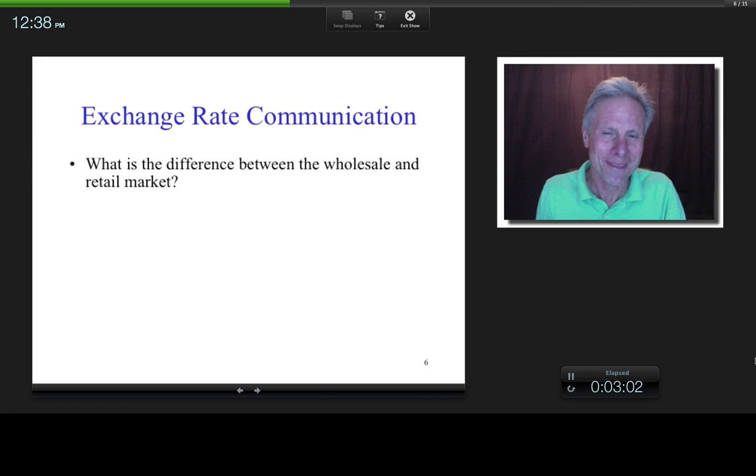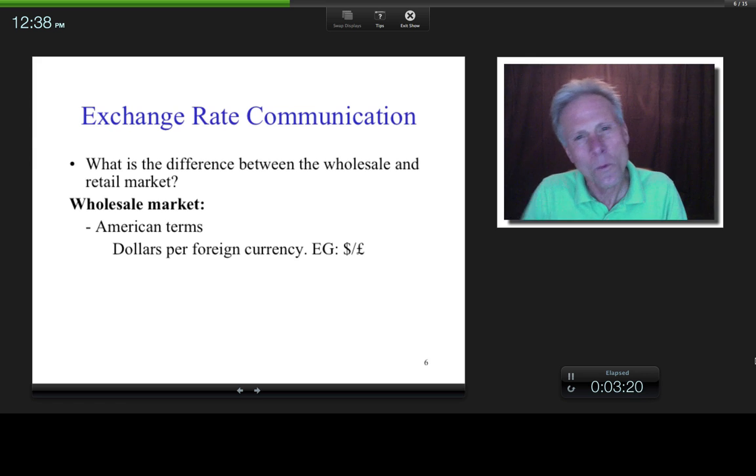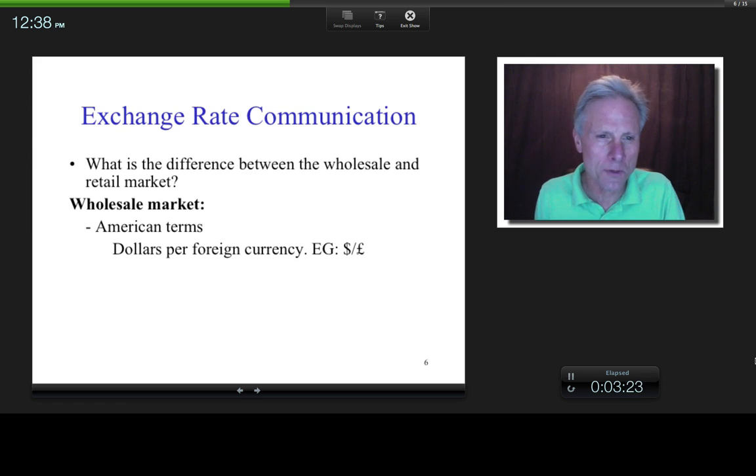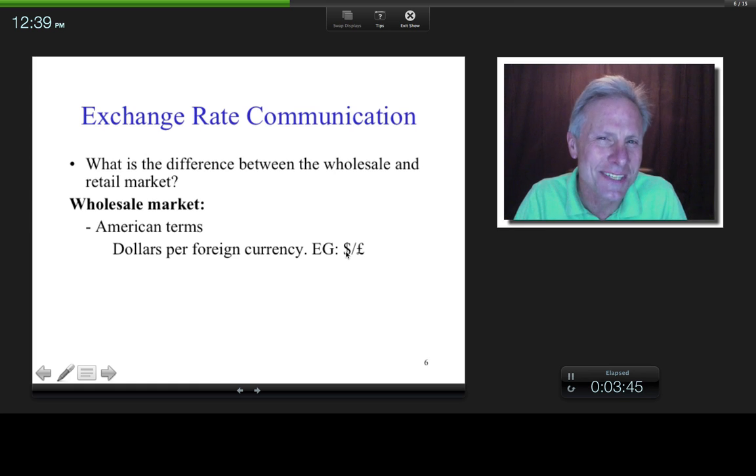Depending upon whether we're talking about the communication of exchange rates in the wholesale market as opposed to the retail market, there are some slight differences. In any case, as I mentioned, the wholesale market uses either American terms or European terms. When we're talking about exchange rate communication, generally a dollar is part of the quote, and assuming that, American terms simply means we're going to put dollars on top. So you might say, it takes $1.60 to buy a pound.